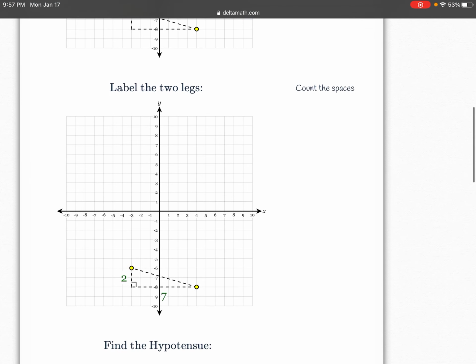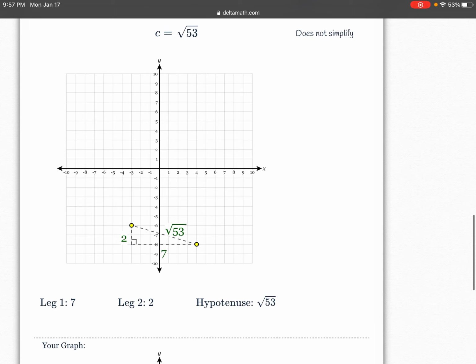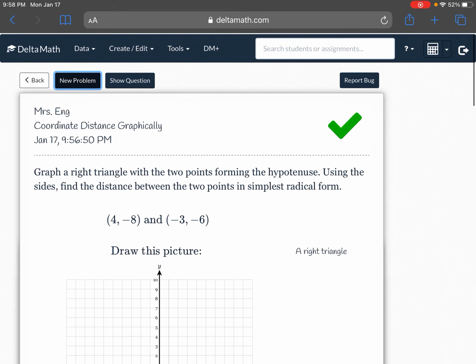Okay, so we just found the distance between those 2 points, and the distance is the square root of 53. If you put it in your calculator, it's going to be a decimal, so that's why they're leaving it as the square root of 53. So you have to do 5 of these.